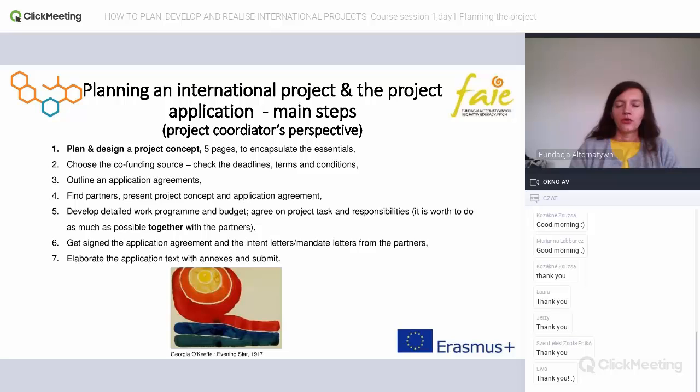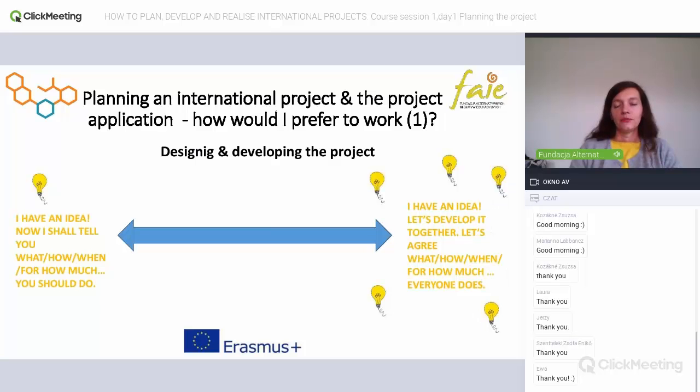Now I would like to show you two pictures, just to show you that international cooperation can look very different. If you are a project applicant, the project coordinator, you propose your model of work, and your model of work should fit your organization's preferences. If you are a project partner, you just accept or do not accept the model of work proposed.